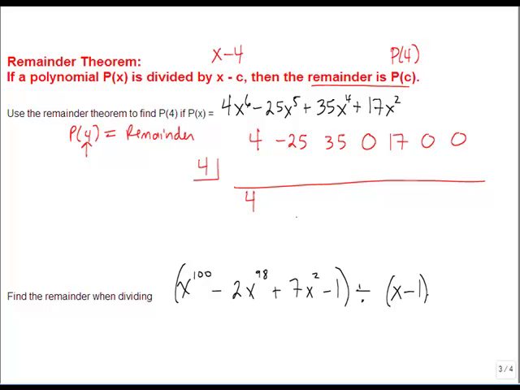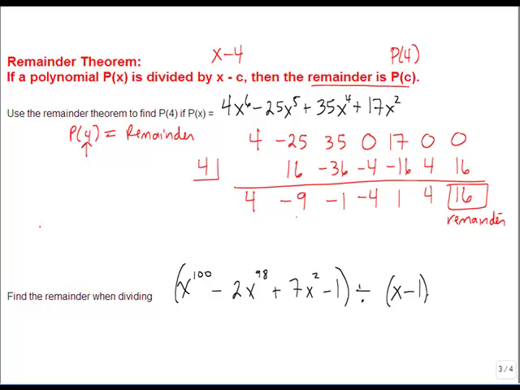If I bring down my 4, 4 times 4 is 16. Negative 25 plus 16 is negative 9. Negative 9 times 4 is negative 36. 35 minus 36 is negative 1. Negative 1 times 4 is negative 4. Adding down gives me negative 4. Negative 4 times 4 is negative 16. 17 minus 16 is 1. 1 times 4 is 4. 0 plus 4 is 4. 4 times 4 is 16. And adding down I get 16. So my remainder is 16.